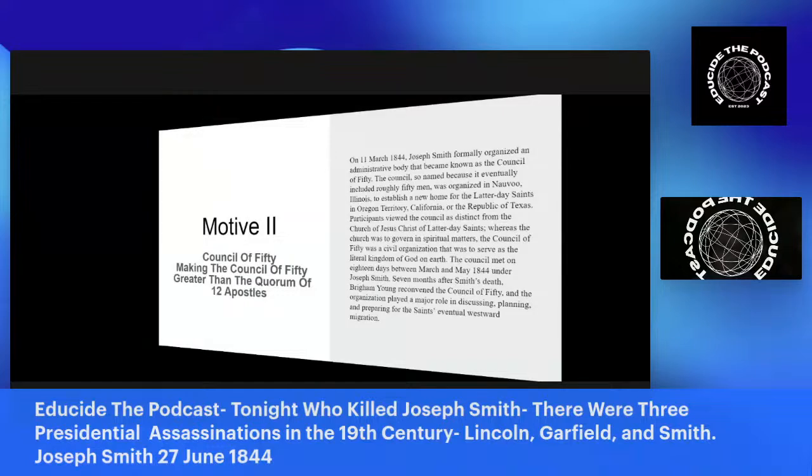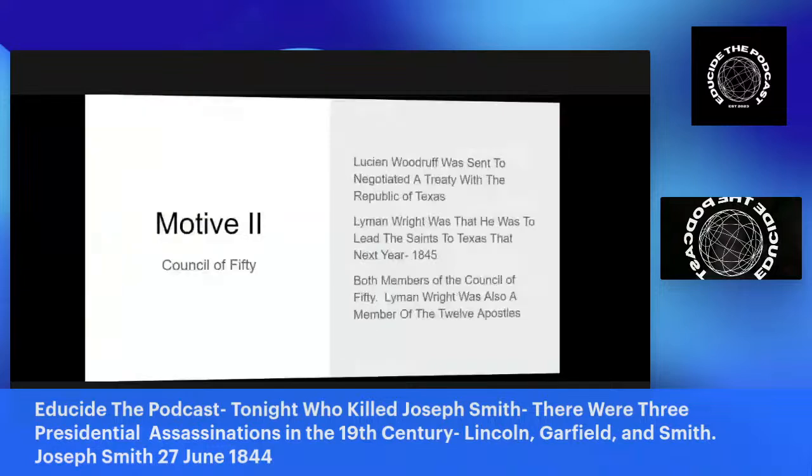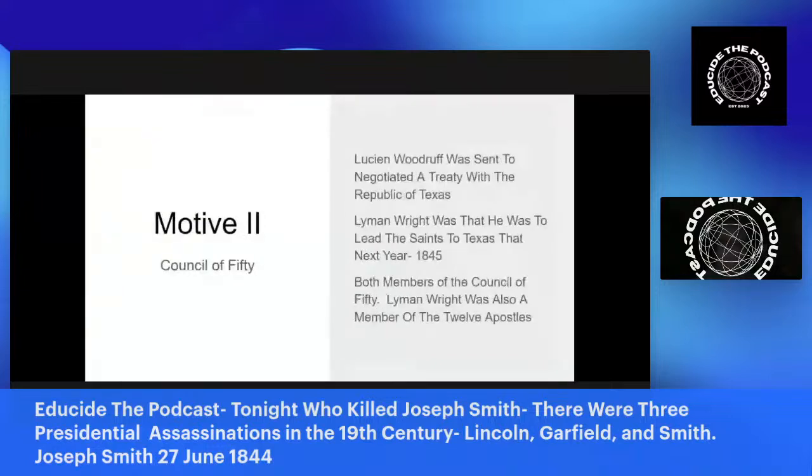Motive number 2, the Council of 50. Lucien Woodruff was sent to negotiate a treaty with the Republic of Texas by President Joseph Smith. Lyman Wight was set aside to lead the Saints to Texas the next year, 1845. Both were members of the Council of 50, and Lyman Wight was also a member of the 12 Apostles.